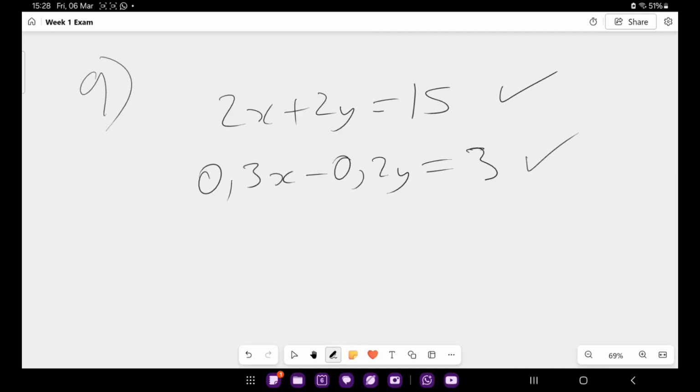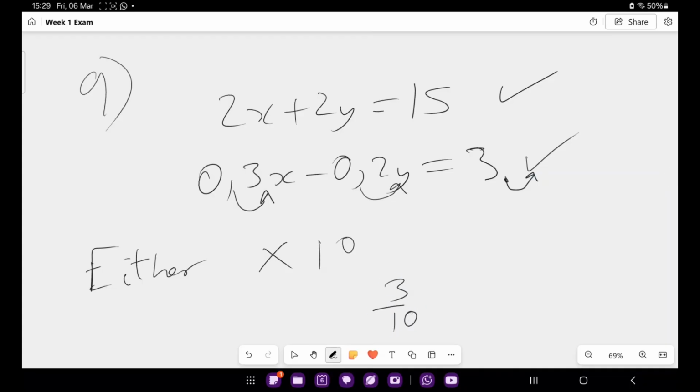So there's a way that we could do this. There are two ways. We could either multiply the second equation by 10, because this is 0.3. So the comma is going to move for everyone. So here's a comma. It's going to move, and then it's going to become 30. Or we could change these numbers into fractions.